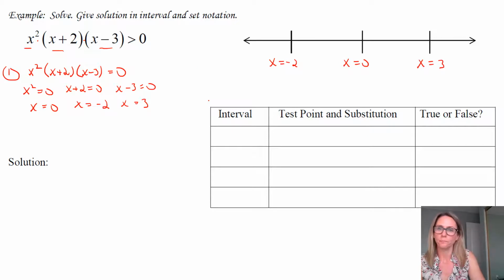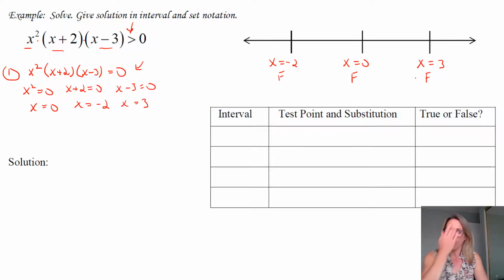Okay. So notice, very important, I'm putting these numbers on the number line in order from smallest to largest. Because of this greater than, we never want to be equal to 0. So even though we found these values, they all make our situation false. None of them can be included because they all make it 0. They don't make it greater than 0.